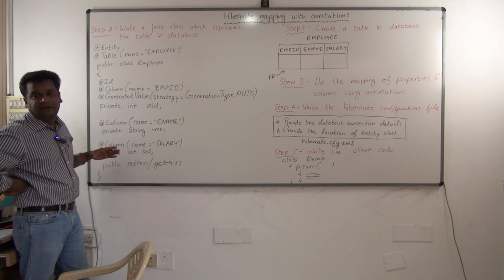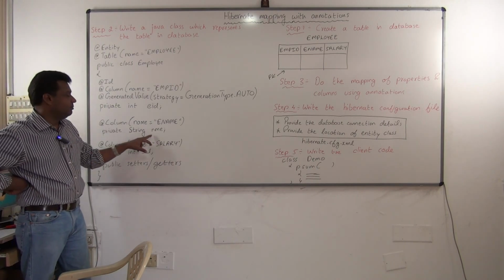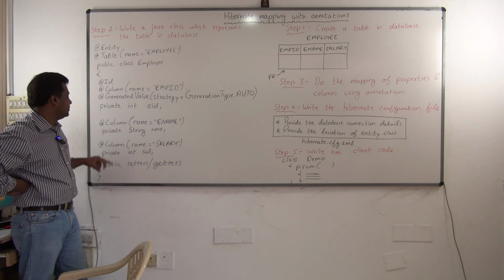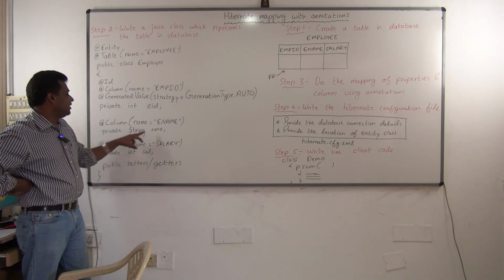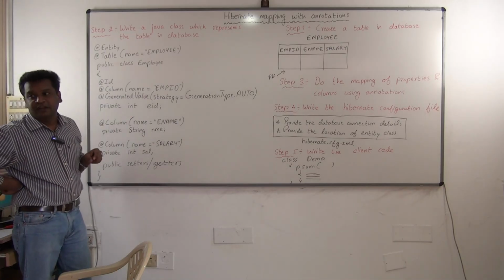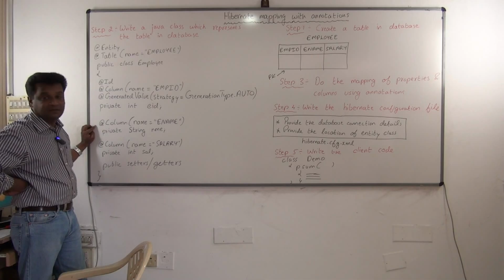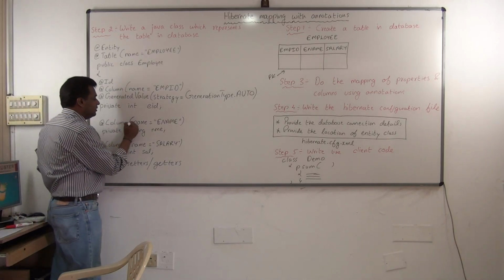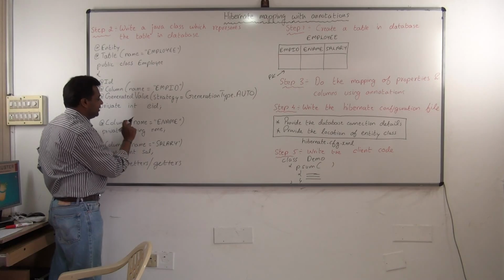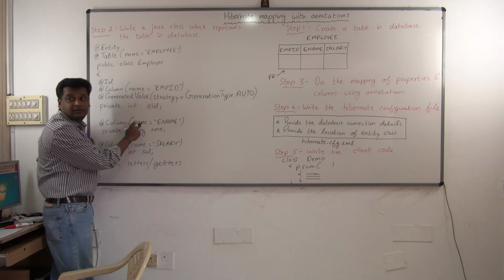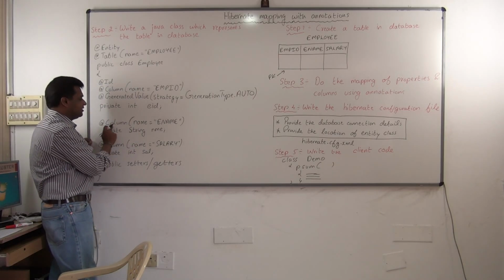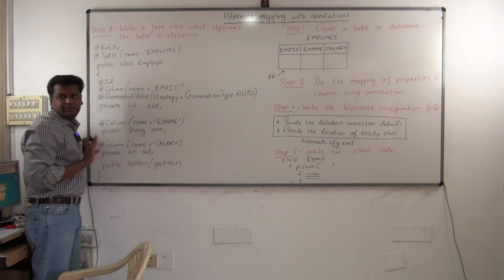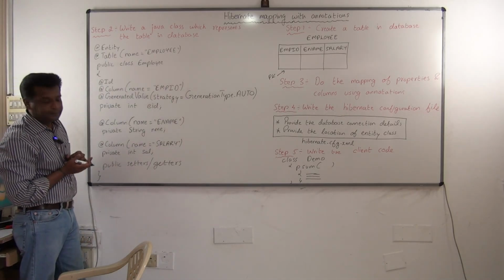Now coming to the next property, which is ENAME. So let's see how to do the mapping. Yes. So the next property has to be mapped with what? Ename. For that I'm using only one annotation. See very clearly. What is that? @Column, and I'm very clearly telling this property should be mapped with the ename column. Very simple. @Column, name is equal to ename. That's all. Clear?